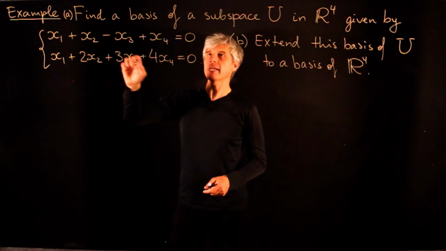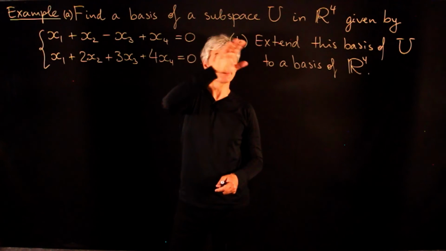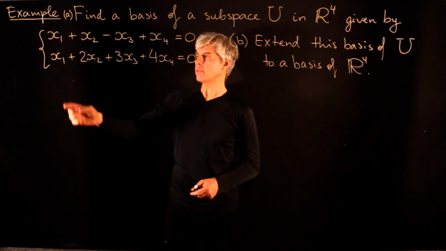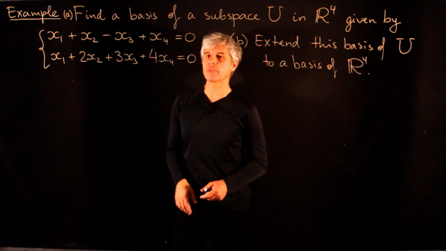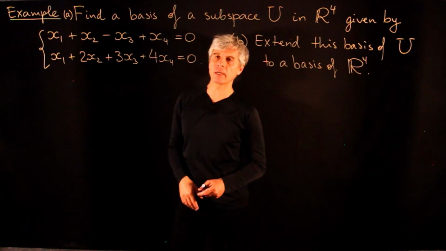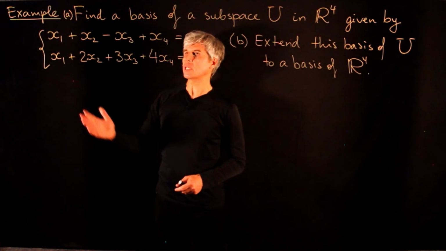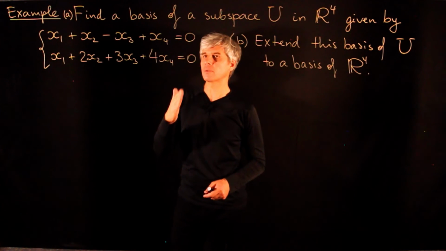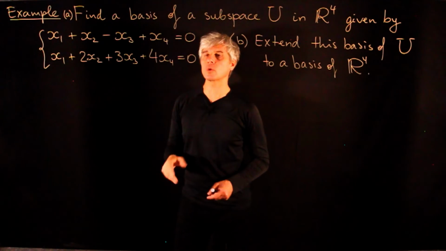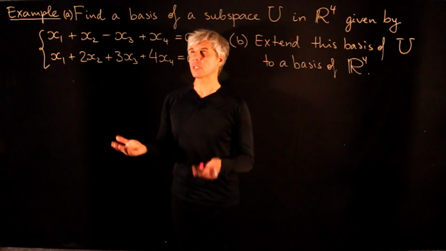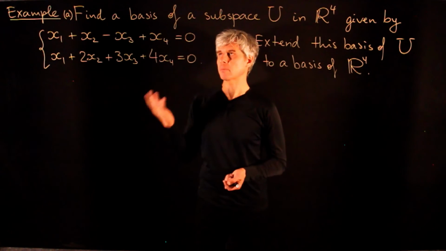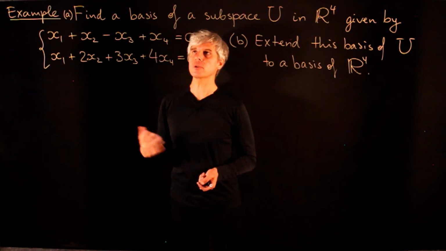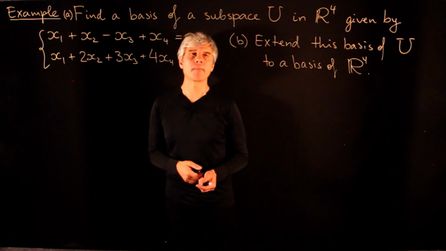So we want to find the basis of a subspace U in R4 given as a solution set of this system of linear equations. Here we have a homogeneous system of linear equations. What we know is that the solution set is always a subspace. And once we have a subspace, we can find its dimension and its basis.